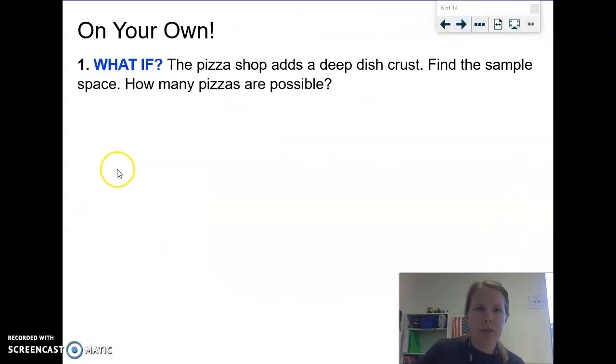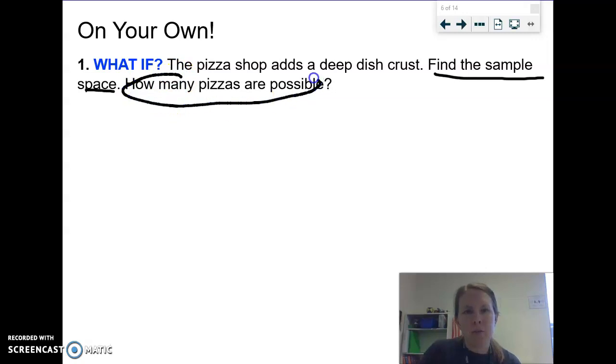All right, number 2 then. What if the pizza shop adds a deep dish crust? Find the sample space, so write out a tree diagram, and then how many pizzas are now possible. Go ahead and pause this video. When you come back, I will have the answers out there for you.